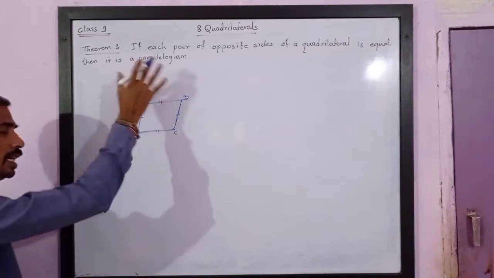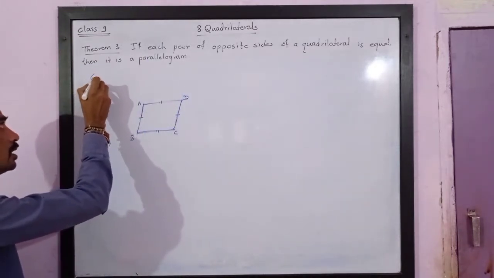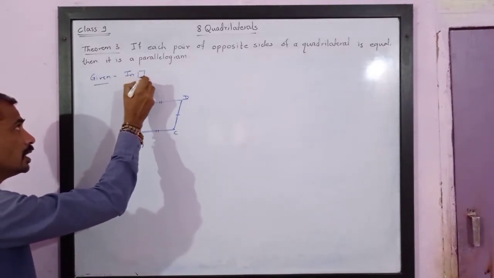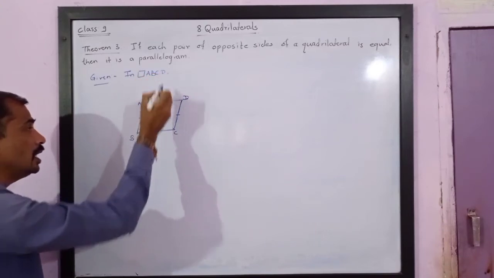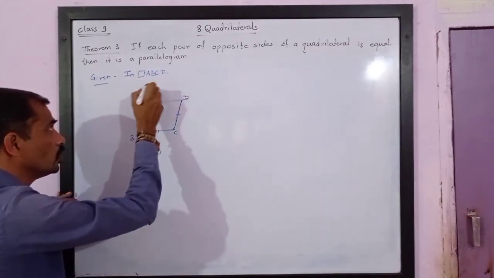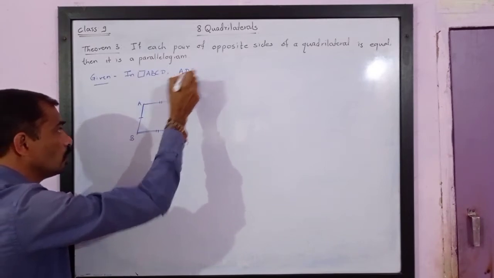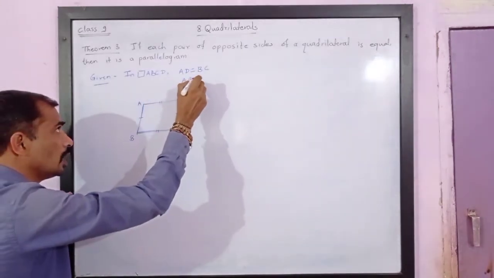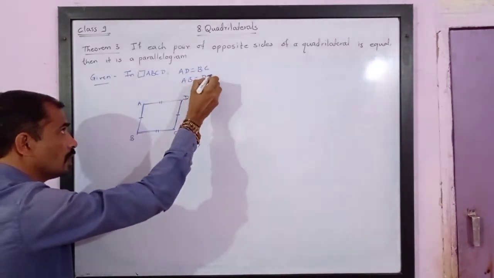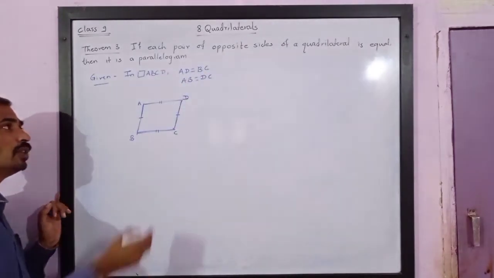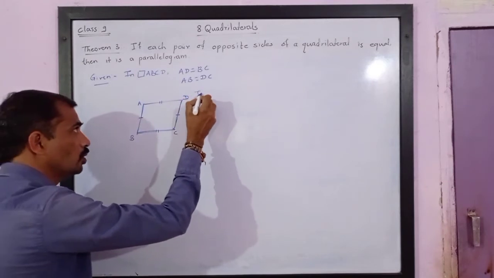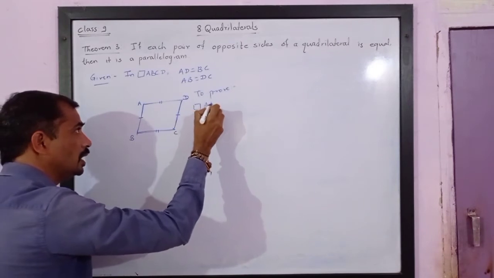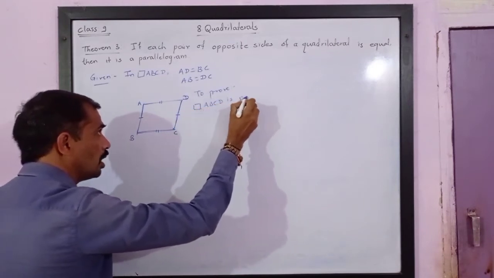Let us represent it properly. So, let us write the given part. Given: in quadrilateral ABCD, AD equals BC. Opposite sides are equal, and AB equals DC. This is what is given to us. To prove: quadrilateral ABCD is a parallelogram.